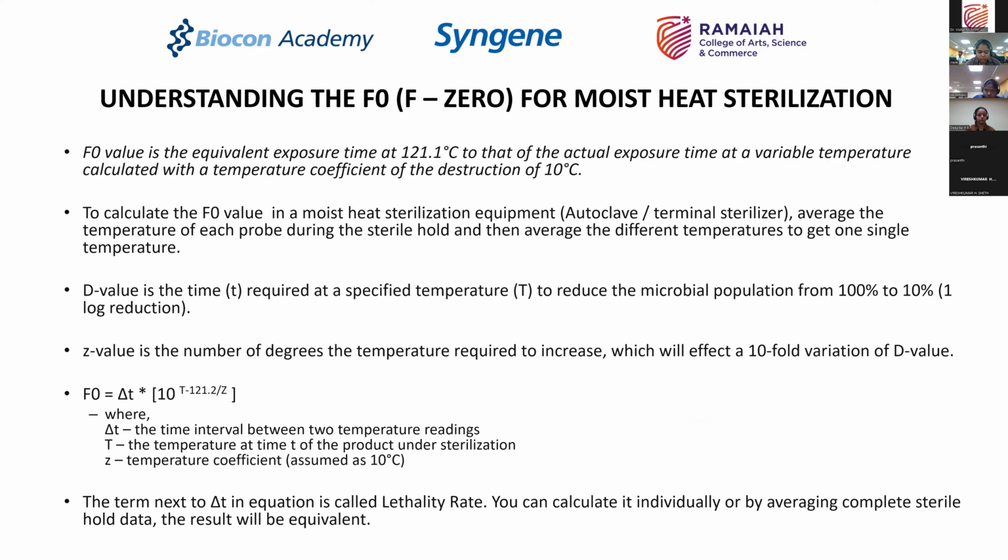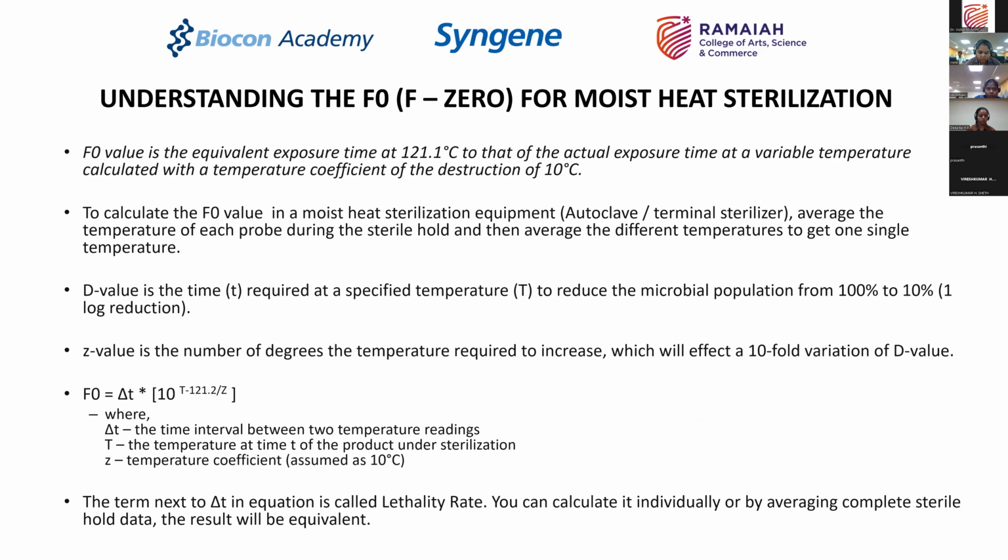Now, D value is the time required at a specified temperature to reduce the microbial population by 1 log reduction, or 100% to 10%, or a 90% reduction. Z value is the number of degrees of temperature required to be increased which will effect a tenfold variation in D value. So since D value is at a specified temperature, if you increase the temperature by a certain number of degrees, then a further tenfold variation will happen in the D value, is what the Z value is referred to as.